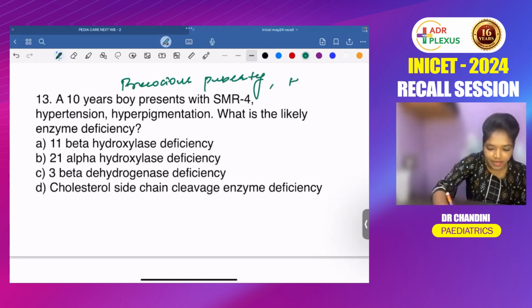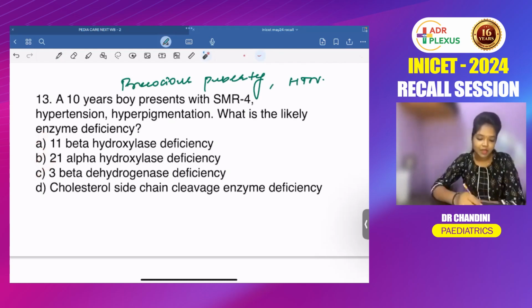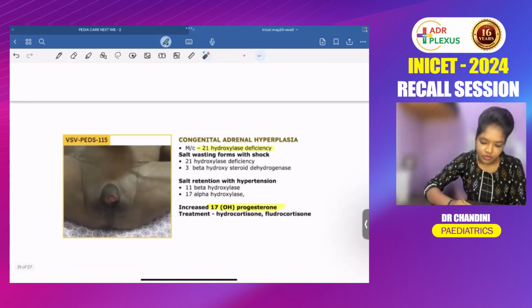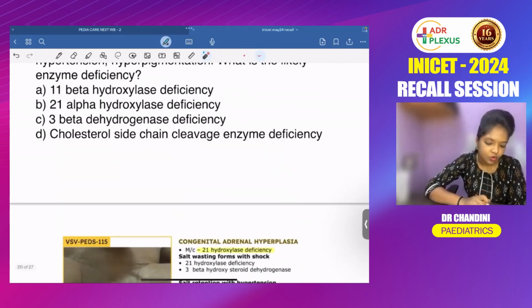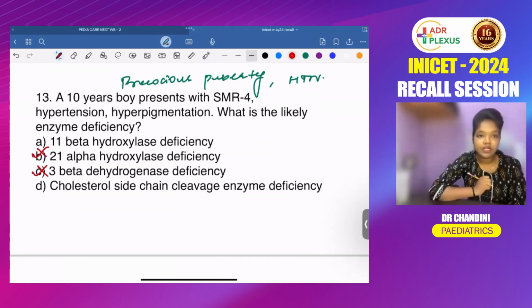And what else is there? Hypertension is also there. So this is a case of congenital adrenal hyperplasia. But all of these are causes of congenital adrenal hyperplasia, so they are asking which enzyme is deficient. In our video, if you have seen, I told you which ones present with shock, and which present with hypertension. 21 hydroxylase and 3 beta HSD present with shock, not hypertension. So we can rule out those two. 21 and 3 beta are not the answer, because they will not present with hypertension.